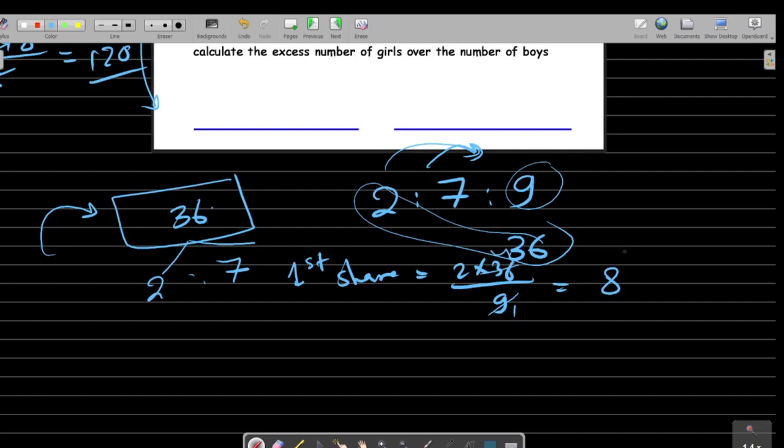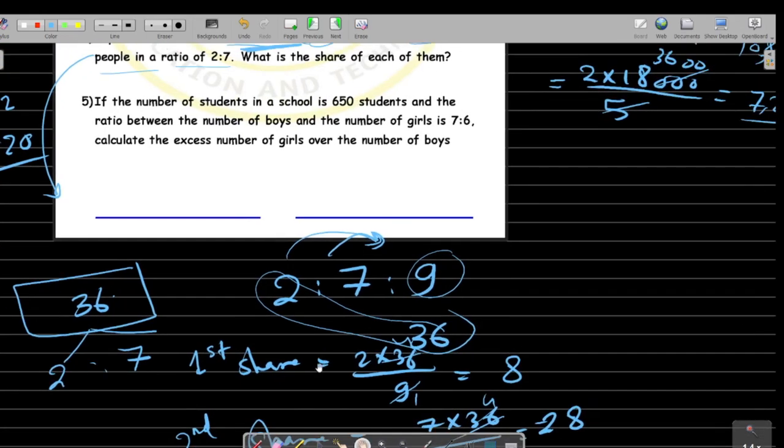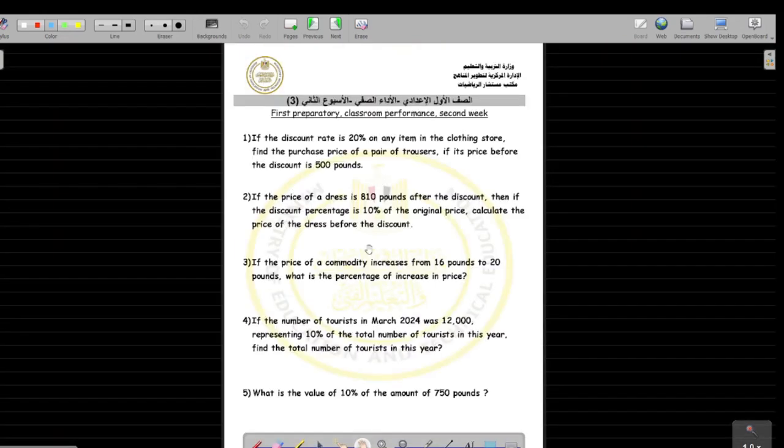And the second share will be 7 times 36 divided by 9. 36 divided by 9 is 4, so it will be 28. Got it? I think it's easy also.